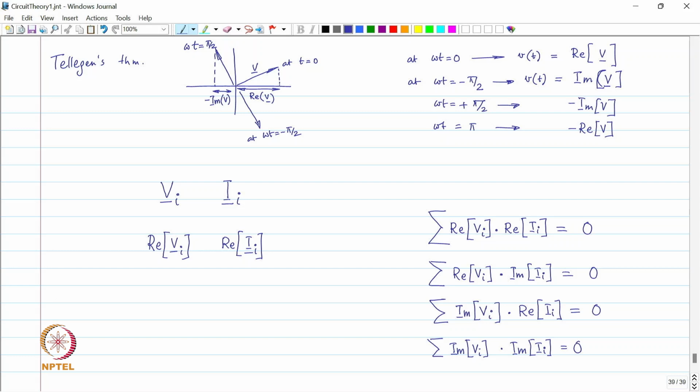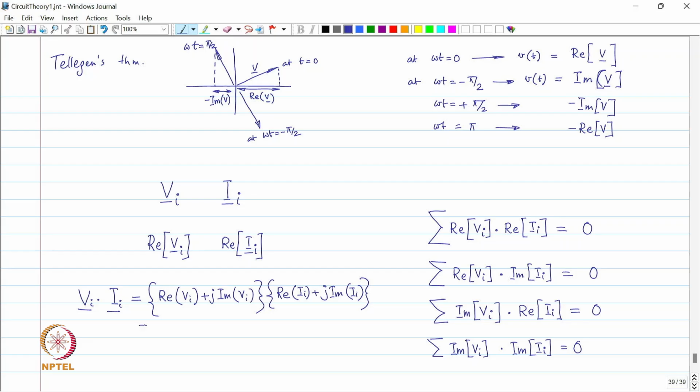This is also true. So, all 4 of these statements are true. Is this okay? What else is true therefore? V into I. What is V into I? V I into I is nothing but real part of V I plus j into imaginary part of V I, into real part of I plus j into imaginary part of I.